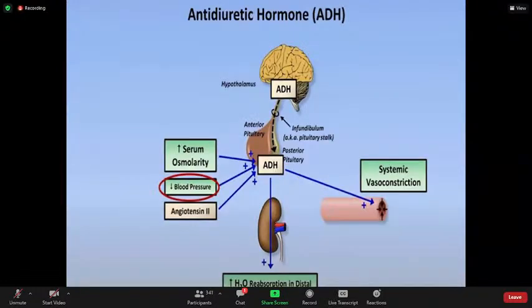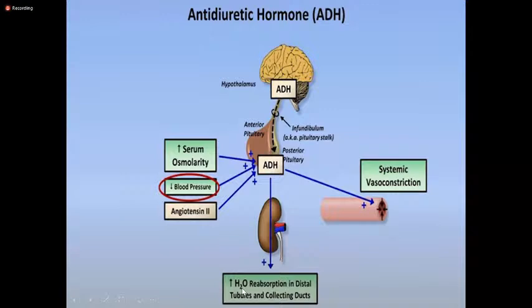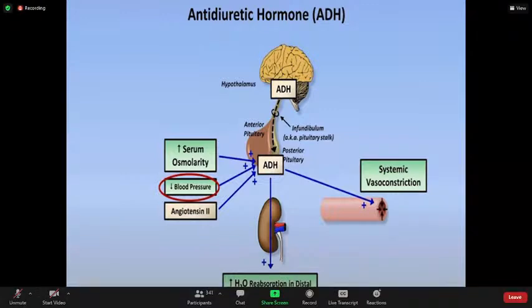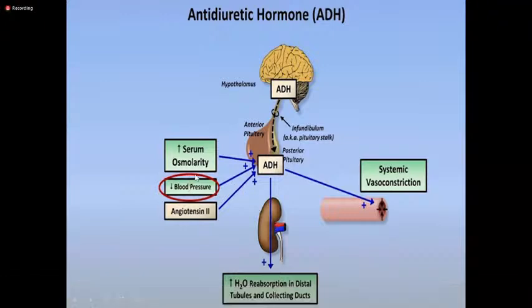We've already talked about this. ADH is produced in the hypothalamus and it is stored in the posterior pituitary as shown in that diagram. And it causes systemic vasoconstriction and increases water reabsorption in the distal tubules and collecting ducts within the kidney. The main factor that stimulates ADH production is a reduction in your blood pressure. These other two may or may not have a direct effect on release of ADH from the posterior pituitary.